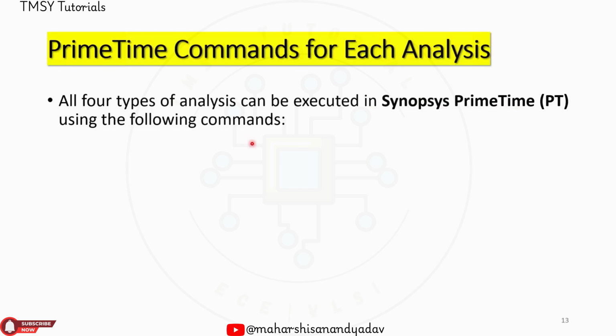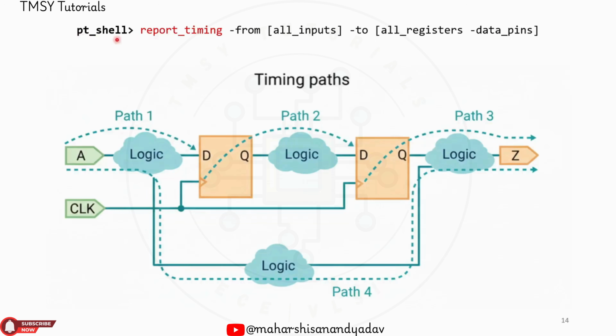So we have to see the commands that are used to check the timing report of all these paths, that is path 1, path 2, path 3, and path number 4. You can see here pt_shell is something which is called PrimeTime. This is something which you will be seeing when you invoke the tool. So this is called the PrimeTime prompt.